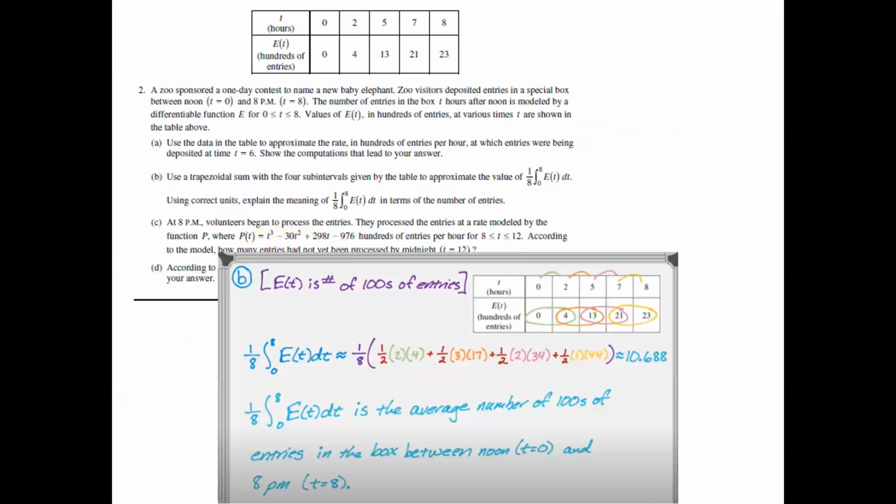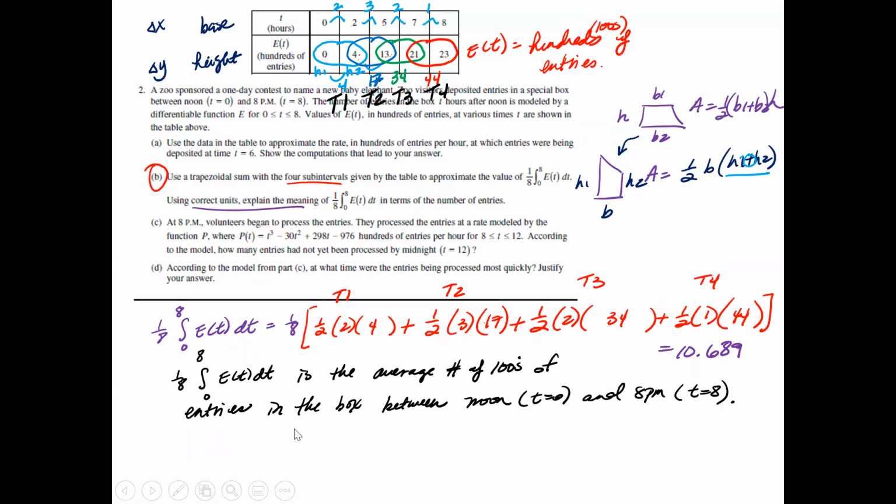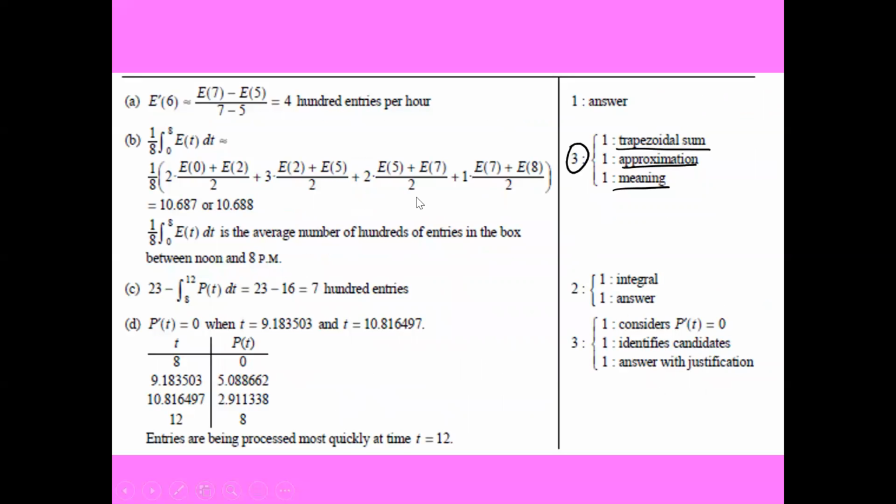If you take a look at the grading for this, it is worth 3 points: find the critical point, identify the candidates, which are these 4 right here, and then justify your answer.